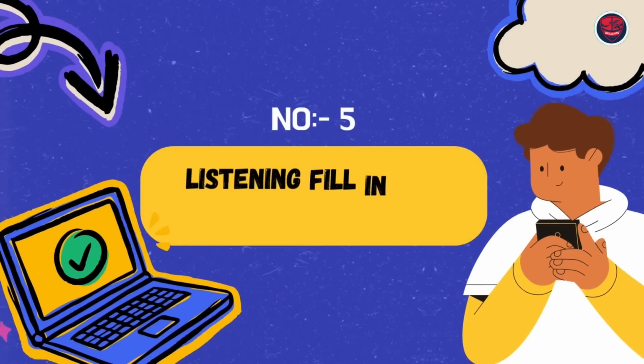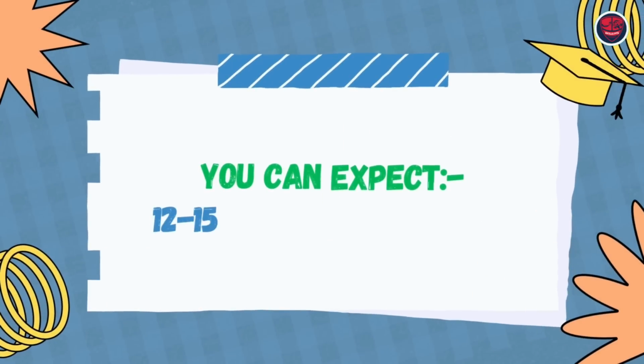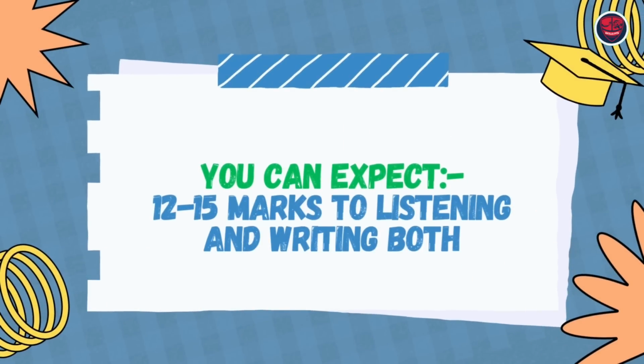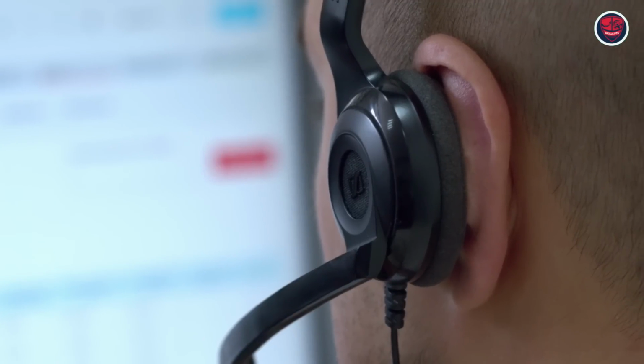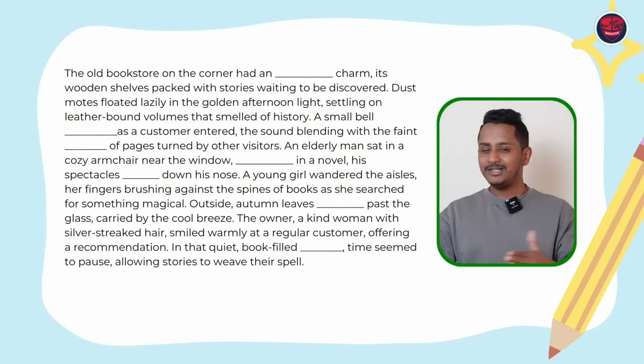The next is listening, fill in the blanks. You can expect 12 to 15 marks to writing and 12 to 15 marks to listening from this section. What matters? Grammar, spelling. Grammar makes a huge difference. I'll help you out. Spelling and listening skills. I'm going to play an audio right now. Try doing it. If you don't have a pen or a pencil or laptop, pause it, get it, and then once you're ready, resume it. I'm going to play the audio. Let's see who gets 7 out of 7 here. I'm going to play the audio now.